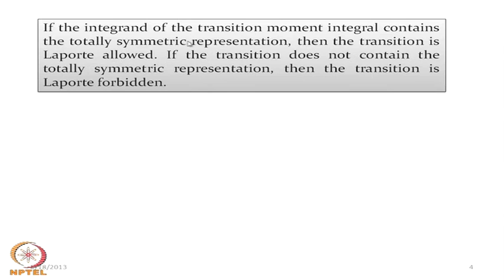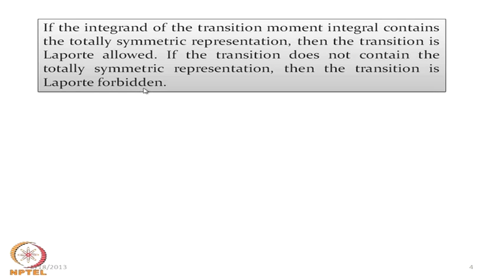So, if the integrand of the transition moment integral, which we find from one level to the other, contains the totally symmetric representation, which is related to the symmetry from one level to the other, then the transition is Laporte allowed. Then only this particular transition will be allowed, and we get the right intensity or maximum intensity for that transition. And if the integrand does not contain the totally symmetric representation, then the transition is Laporte forbidden.